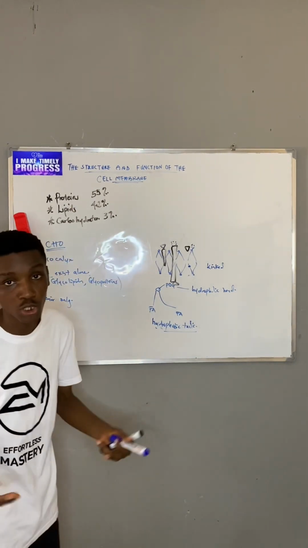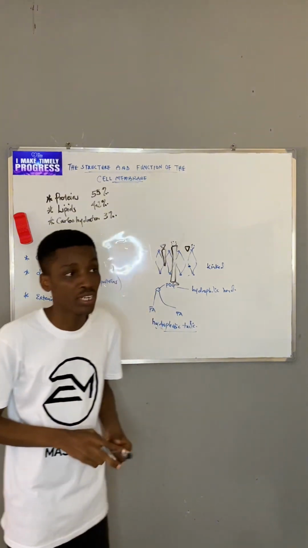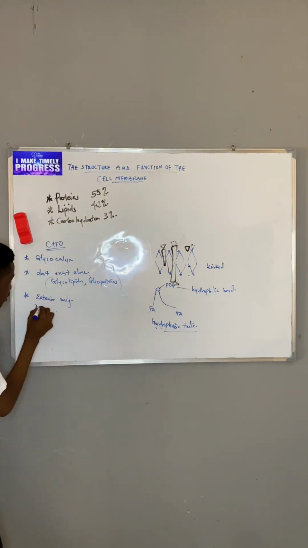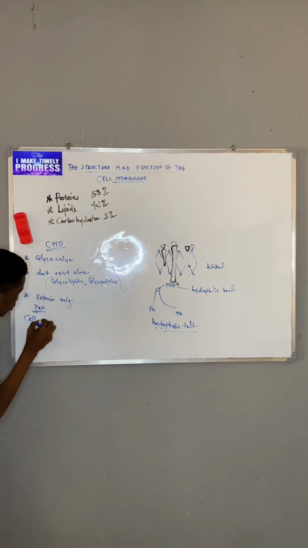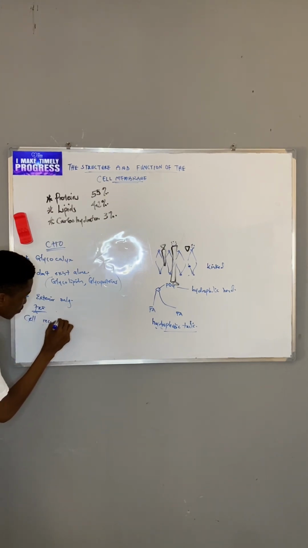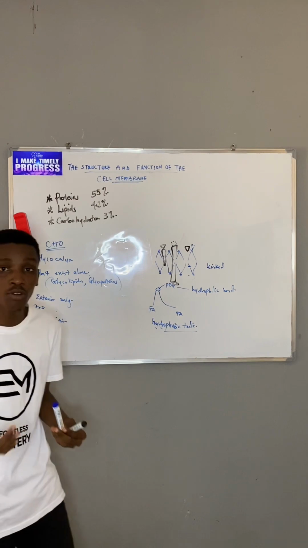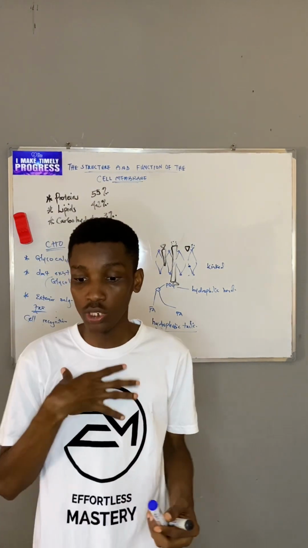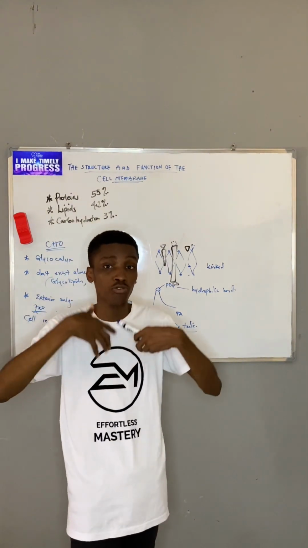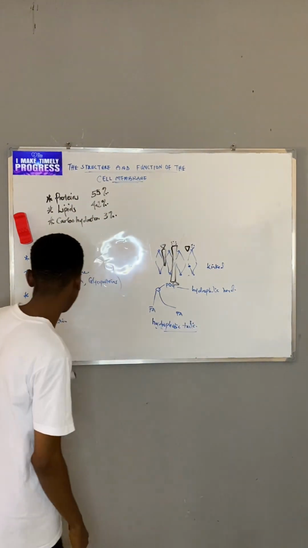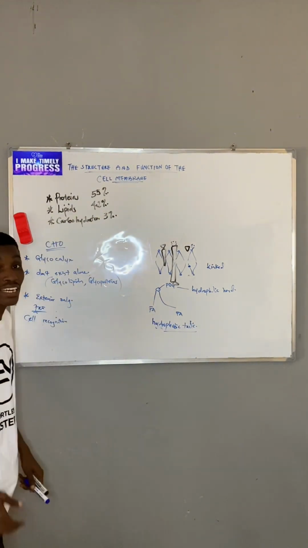Now, what are the functions of carbohydrates in the cell membrane? The main function, number one, is cell recognition. This is very important. Cells need to know how to differentiate their cell. Oh, this is my man. Oh, I know this cell. What helps us to know cells is actually these guys we call carbohydrates.